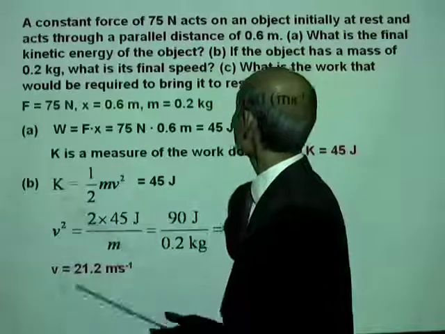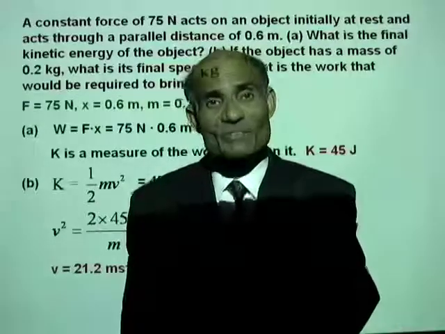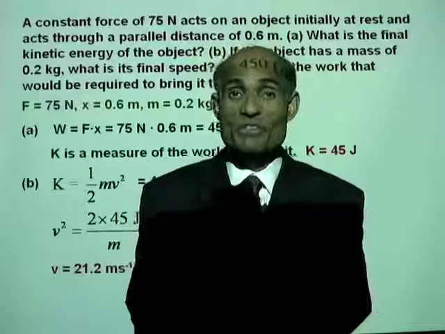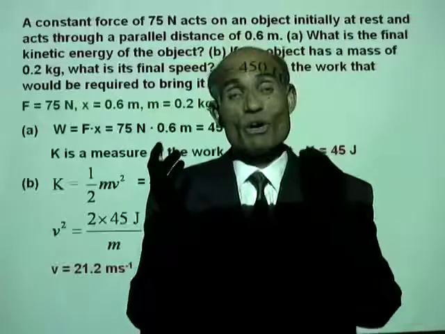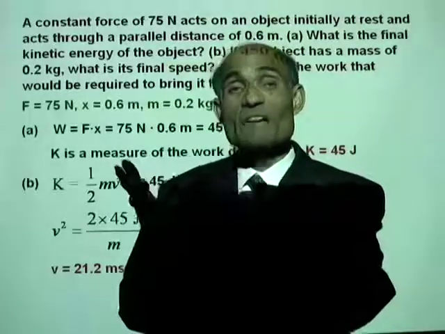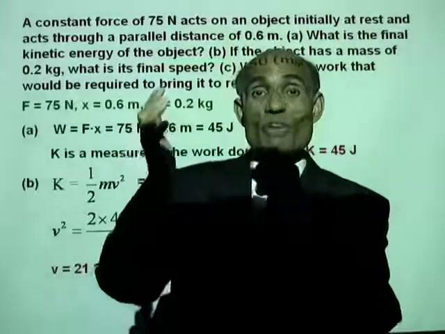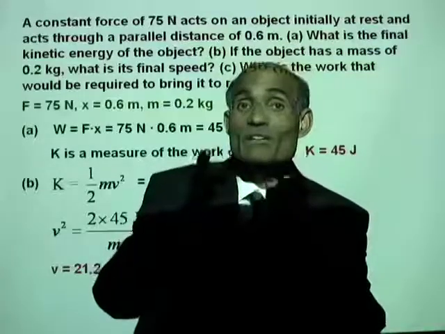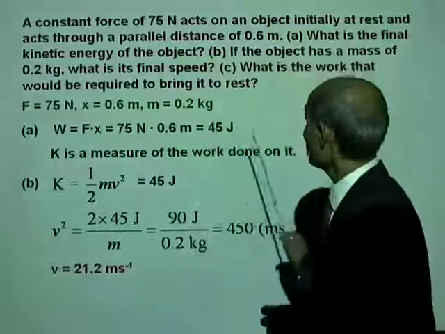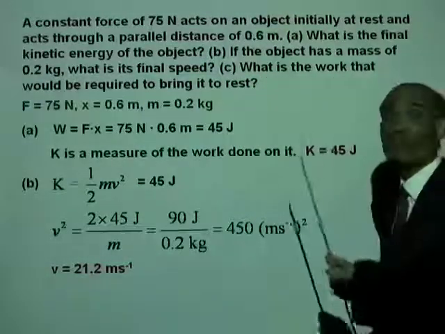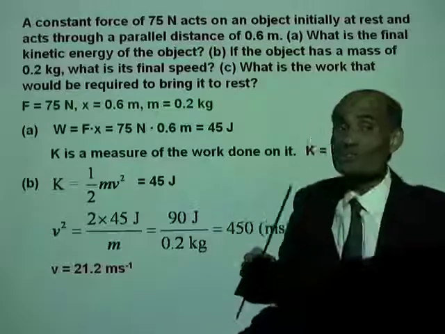Okay, what's the answer for part C? What is the work that needs to be done to bring this object to rest? If you remember the definition of kinetic energy that we used, kinetic energy is a measure of the work done to give an object a velocity v. That is one definition. It is also equal to the work that needs to be done to bring the object to rest. So, if our object has a kinetic energy of 45 joules, what is the amount of work that you need to do to bring this object to rest?